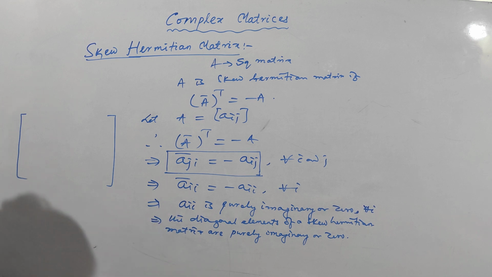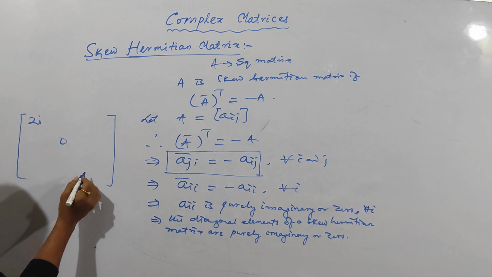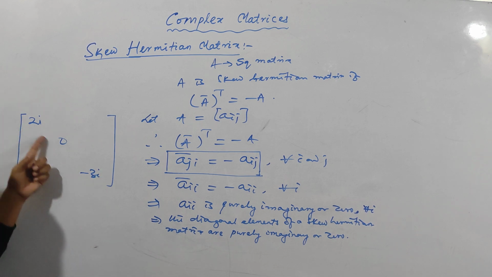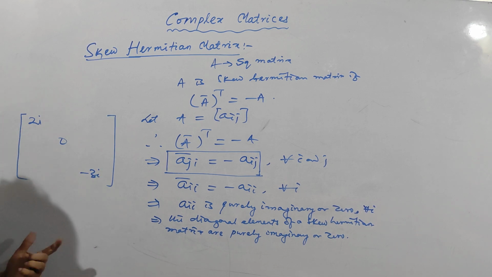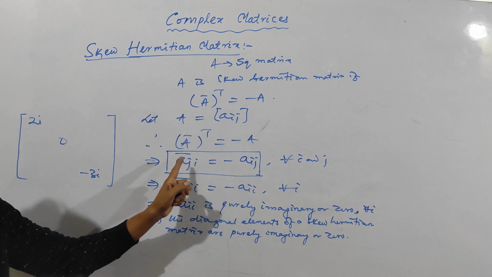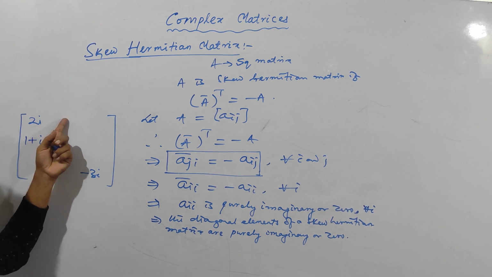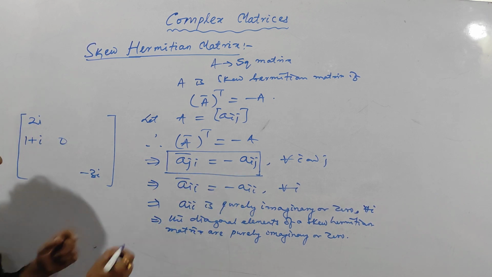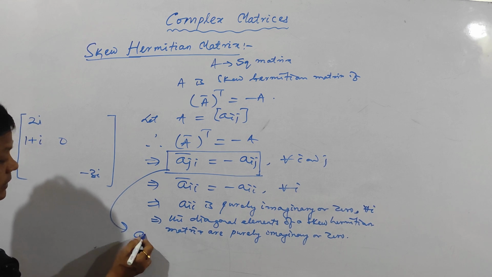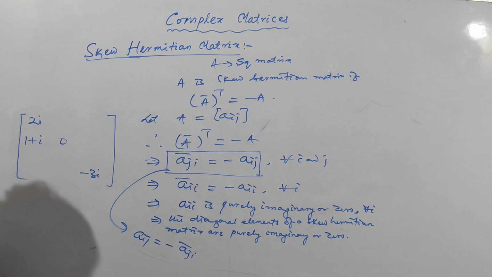The diagonal elements are purely imaginary or zero. This is 2i, this is 0, this is minus 3i. These are the purely imaginary numbers or zero. And the second condition is that for Aij, if it is 1 plus i, then take its conjugate and put a negative sign. This can be written as Aij equal to minus conjugate of Aji.